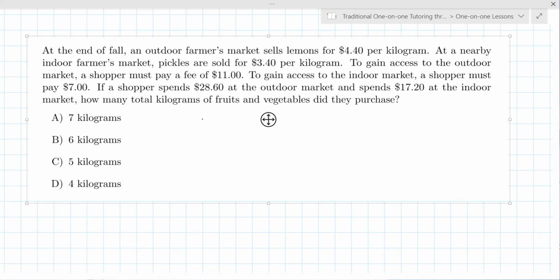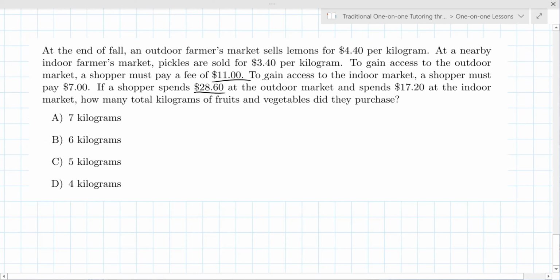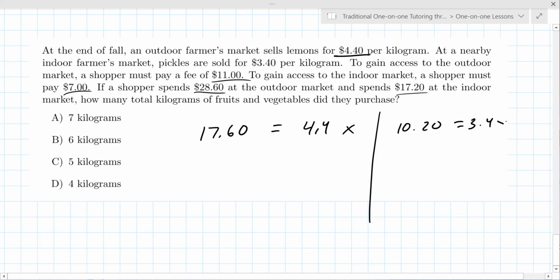Okay, no problem. This is one of those techniques where if you don't write stuff out, you save time. If you realize that to go to the outdoor market I'm spending $28.60 and it costs me $11 to get in, I subtract the two. That's $17.60, and at the outdoor market I'm buying at $4.40 per kilogram of something, x. Then you do the same thing for the other one: $17.20 minus 7 is $10.20, which equals 3.4x.